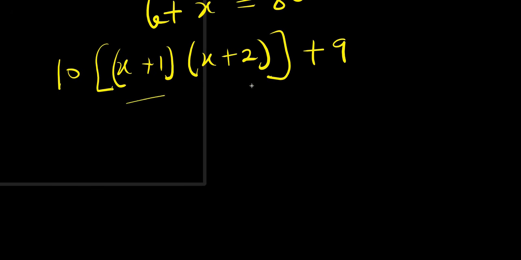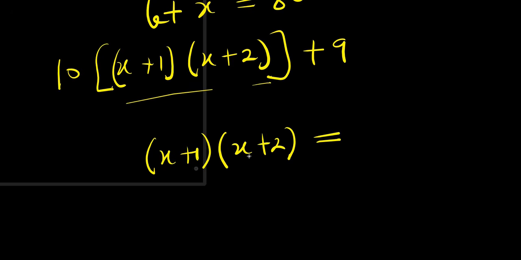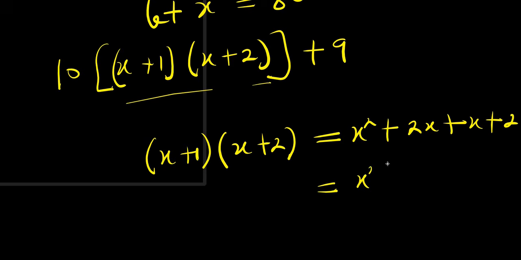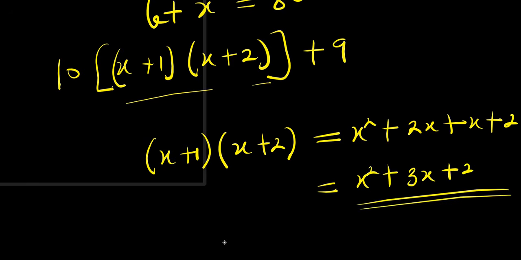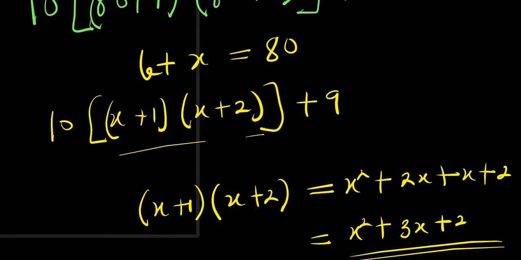So let's expand this. x plus 1 times x plus 2 is equal to x times x, that is x squared, plus x times 2, that's 2x, plus 1 times x, that's x, plus 1 times 2, that is 2. From here we have x squared plus 3x plus 2. And from here, our x is 80.